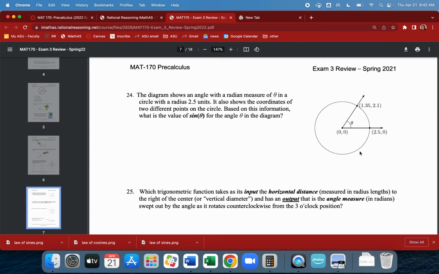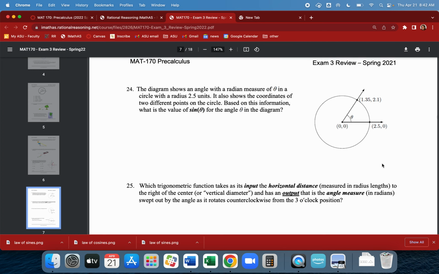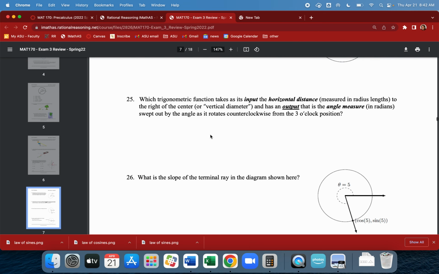Let's see, other things on here. Oh, calculating sine and cosine values based on a diagram. This one has actual numbers in it instead of v's and h's, so I hope that one's easier to look at. Which trig function takes the input as a horizontal distance and the output as an angle measure? Well, that's exactly what we just talked about. That's that h, but measured in radians, and the output is an angle measure. That would be inverse cosine.